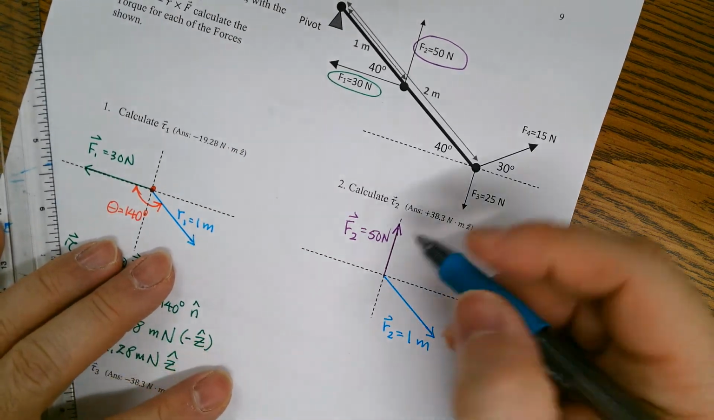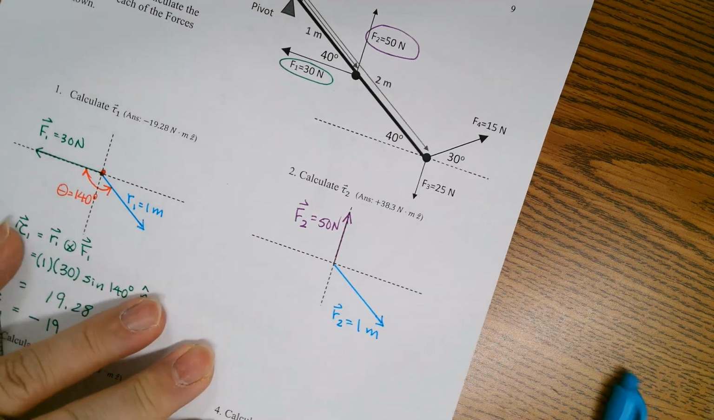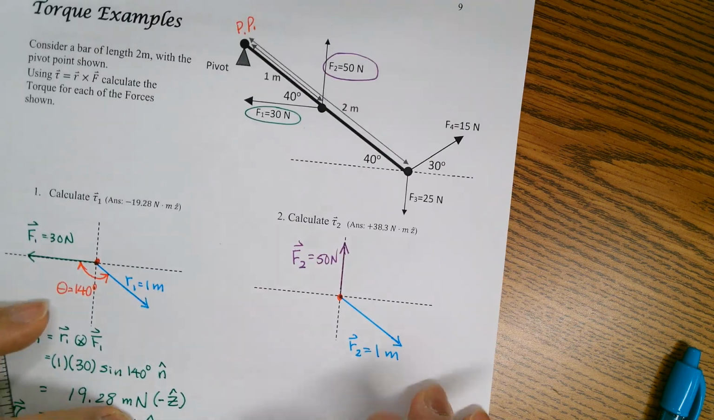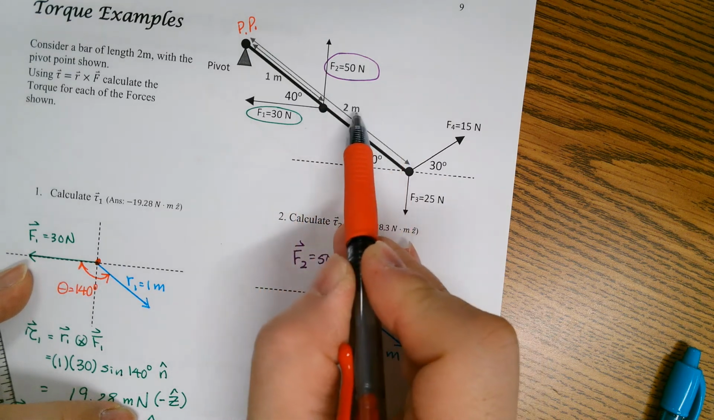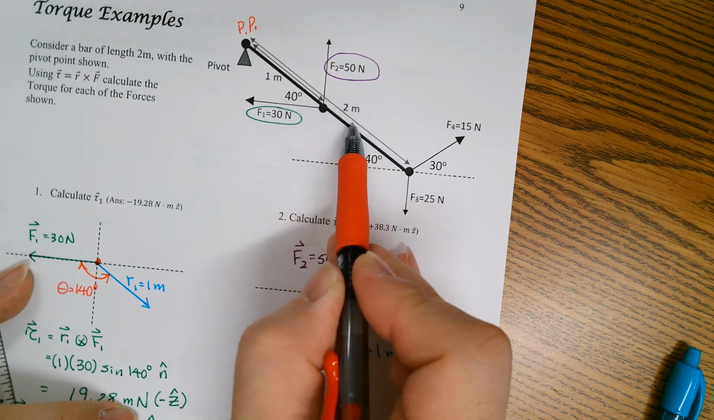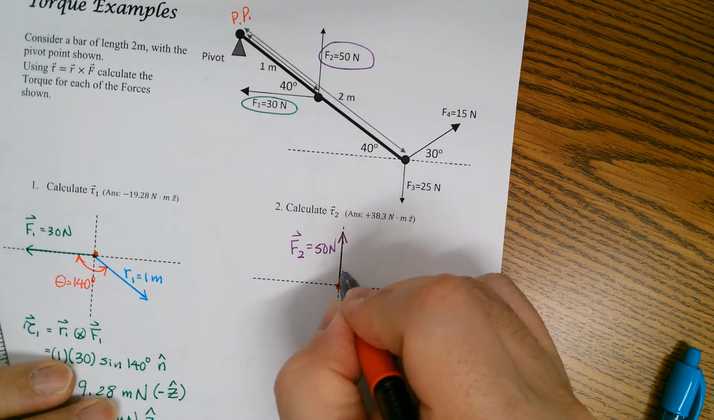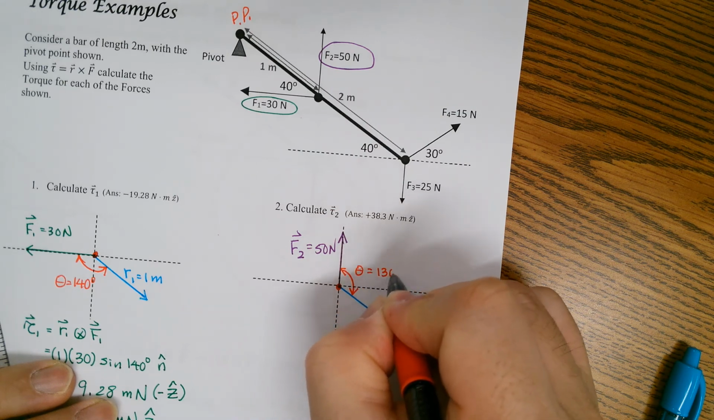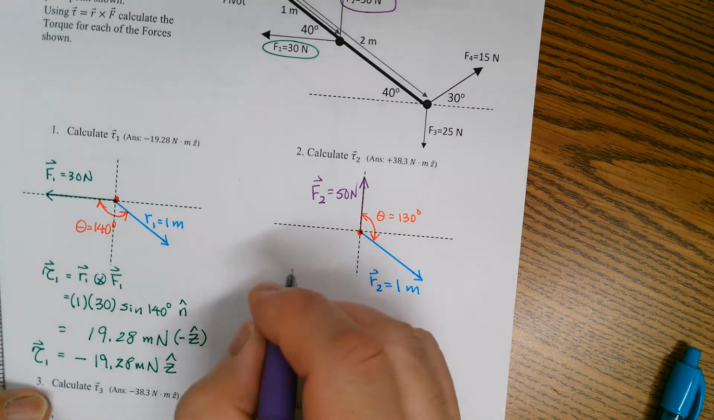Now the angle between F and R happens to be, again, this is the same common pivot point. Well, if I were to draw this out like this, this is my 40 degrees because opposite angles, right? Then 90 is here, so 90 plus 40 is 130, okay? So this angle here is 130 degrees.